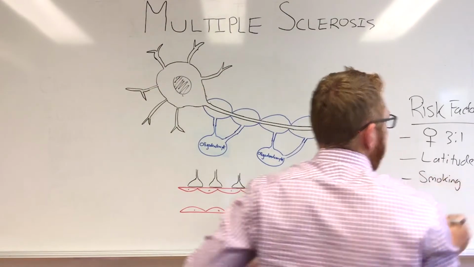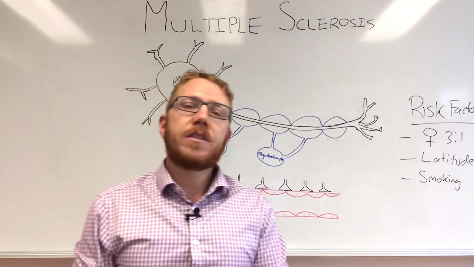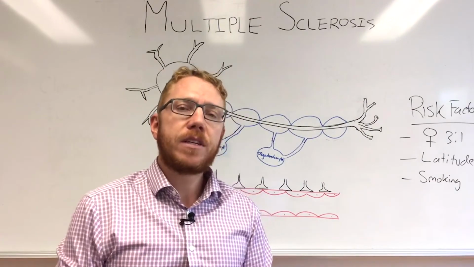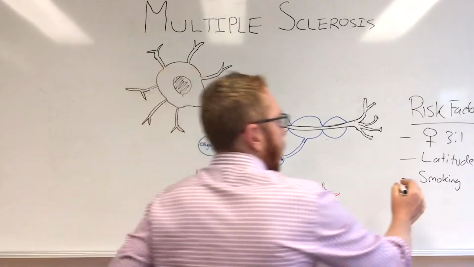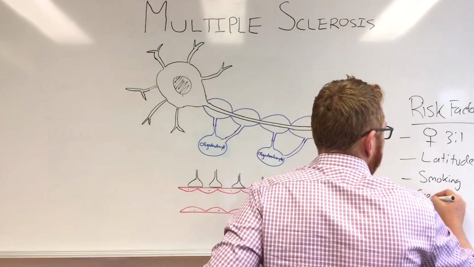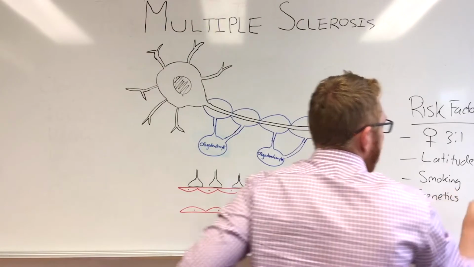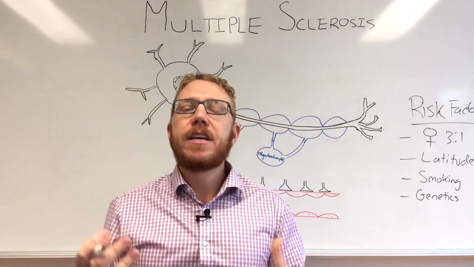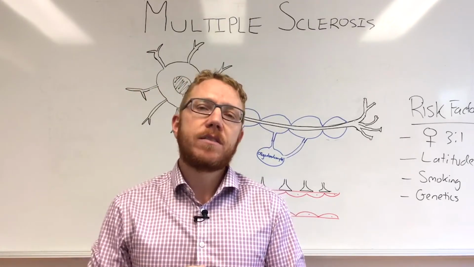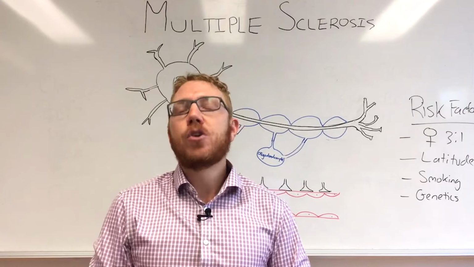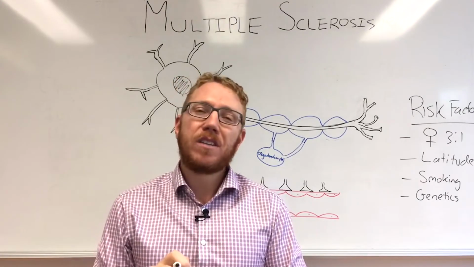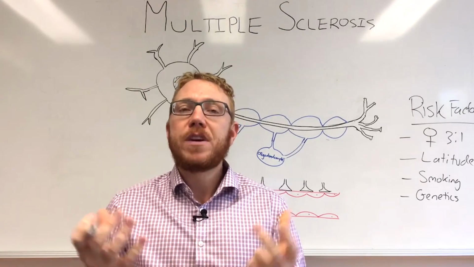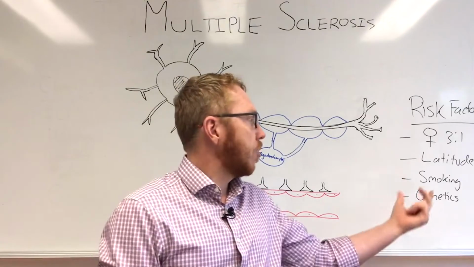The literature suggests that smokers have a significantly higher risk than non-smokers. Genetics. It also appears that for those who have first degree relatives with the disease, like parents, siblings, or children, the likelihood is about 20 to 40 times more of a risk in that particular group. So we've got genetics and inheritance.